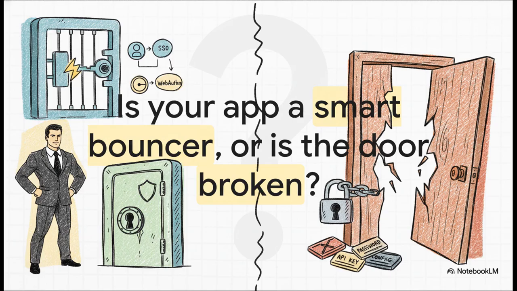Are you leaving the front door broken, forcing users to juggle weak passwords and custom login forms? And is the back office completely unlocked, with your production API keys sitting in plain text right there in your source code? It is time to step up. Implement these powerful modern standards and definitively lock down your digital building.